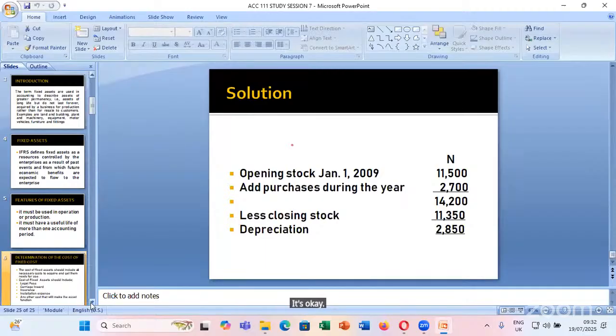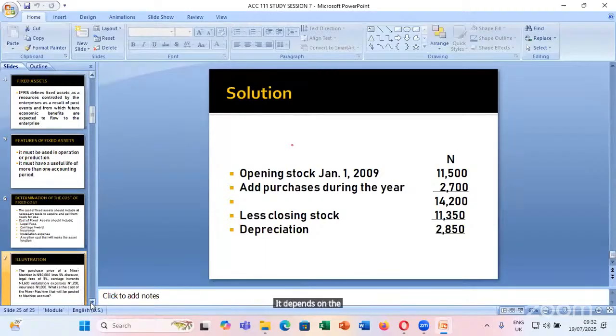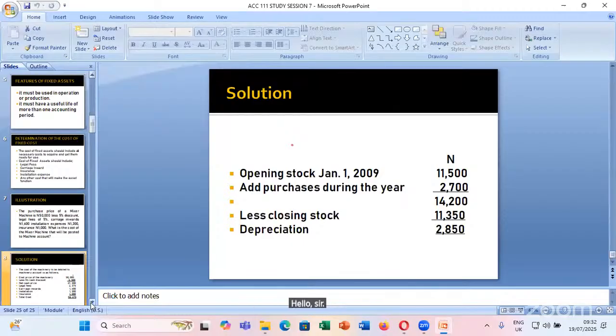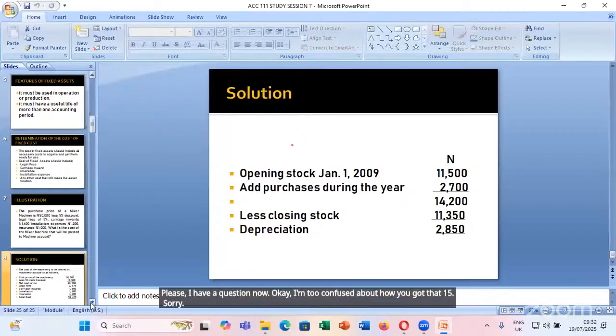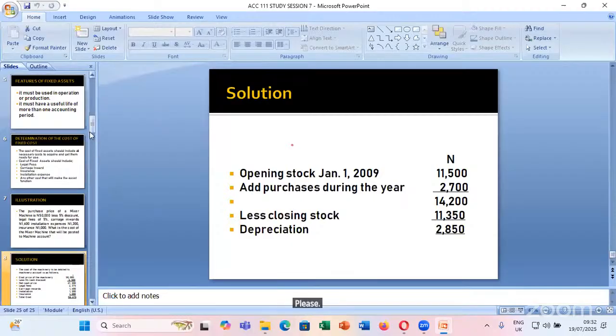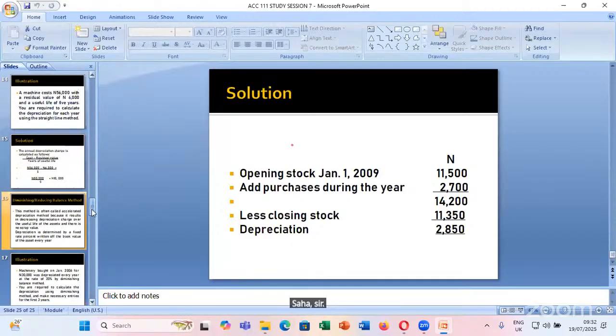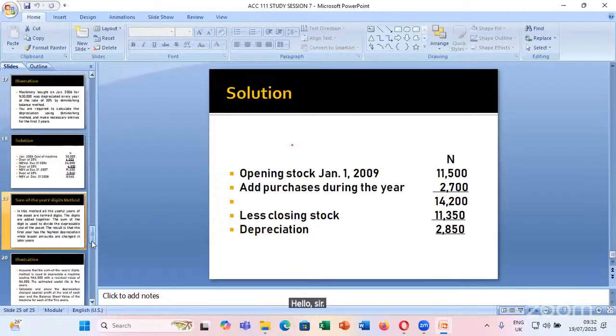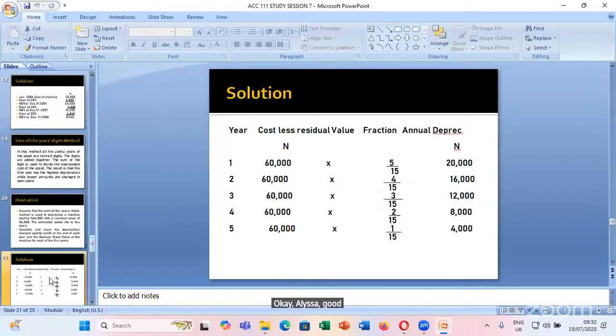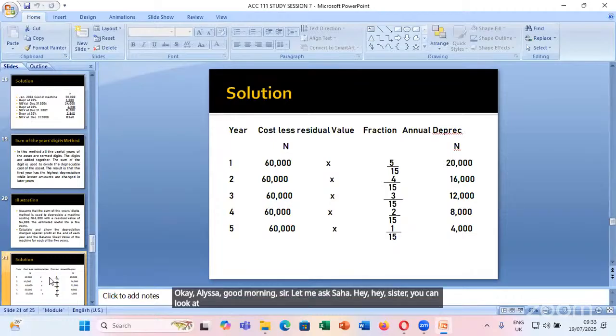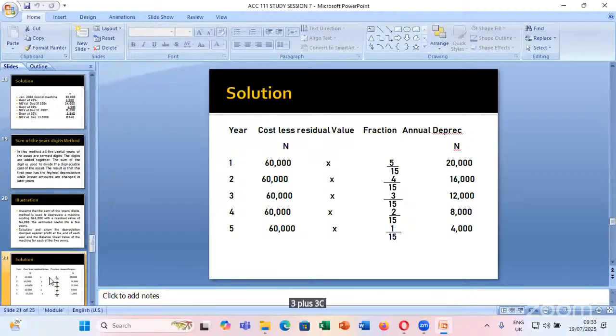Please, I have a question now. Ask your question. Okay, I'm still confused about how you got that 15. No problem. I'll take you there. Let me answer her, sir. Sister, you can look at the years. The number that is under that year, there's 1, 2, 3, 4, 5. When you add it up, it's 15. 1 plus 2, 3. 3 plus 3, 6. 6 plus 4, 10. 10 plus 5, 15. That's how they got it.